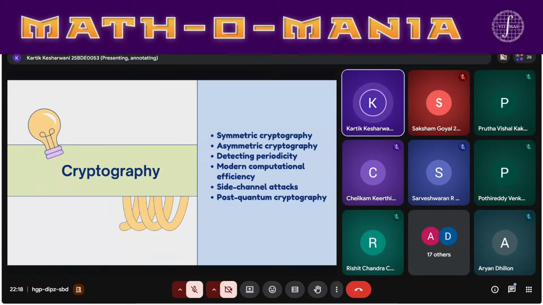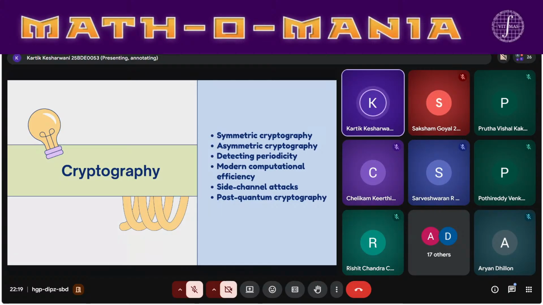Earlier, cryptography was mainly about simple encryption techniques like substitution and transposition ciphers. But modern cryptography is much more advanced and is deeply connected with mathematics, computer science, and engineering. Today, it ensures not only confidentiality but also data integrity, authentication, and non-repudiation, which are essential for applications like online banking, secure messaging, and digital payments.